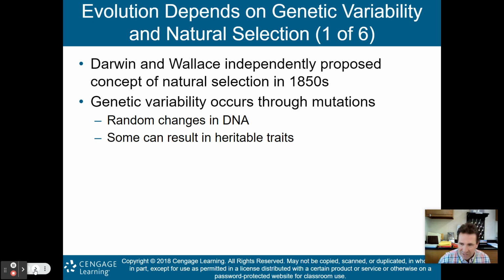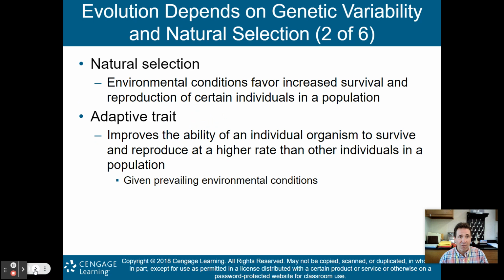So evolution depends on genetic variability and natural selection. All right. So Darwin and Wallace, these are our scientists from the 1800s that independently proposed the concept of natural selection back in the 1850s. And this basically tells us that we have genetic variability that occurs through mutations. What are mutations? They are random changes in DNA, and some of those mutations can result in heritable traits that then get passed on generation to generation. Natural selection is the environmental conditions that favor increased survival and reproduction of certain individuals in a population. Okay, so that's what we're talking about when we talk about evolution and natural selection.